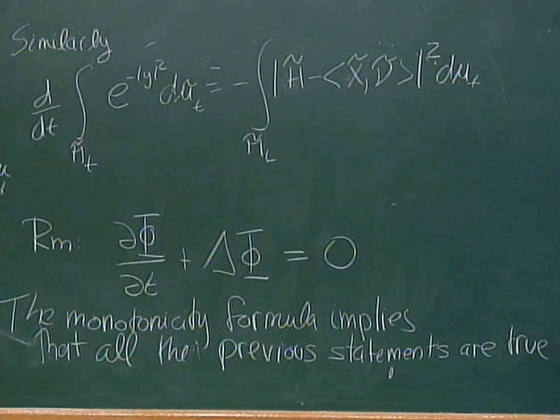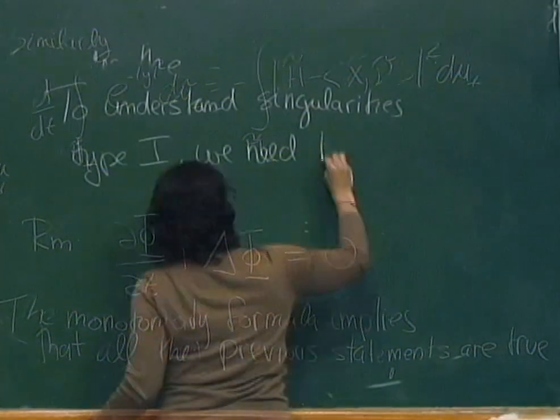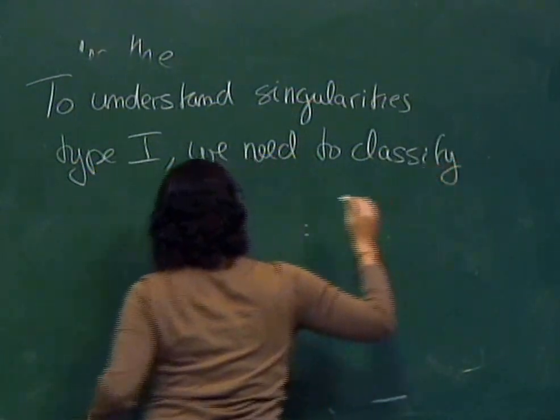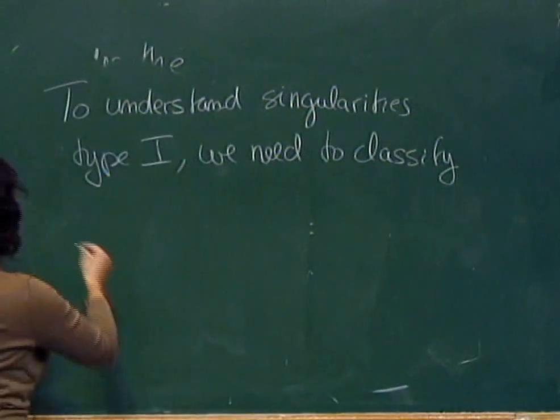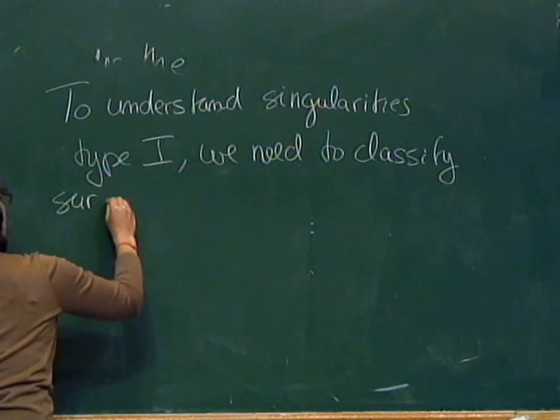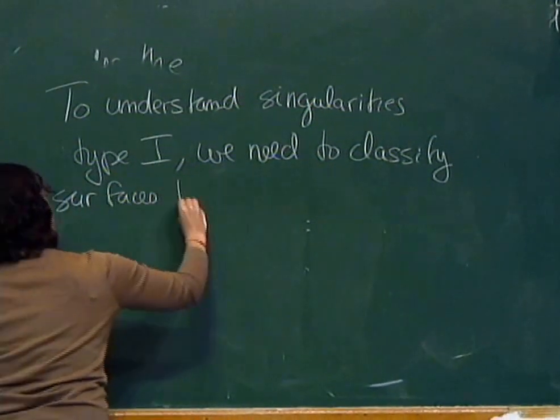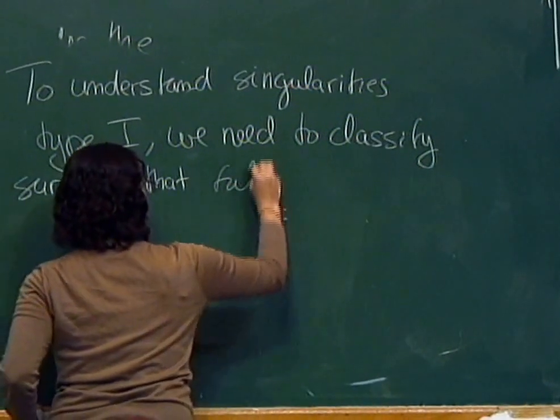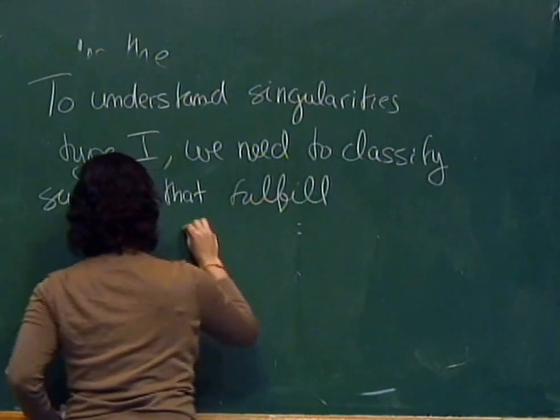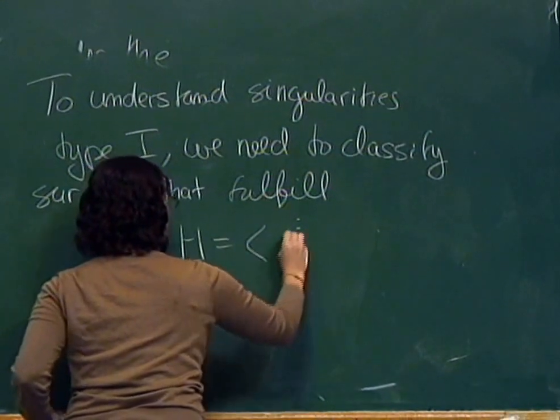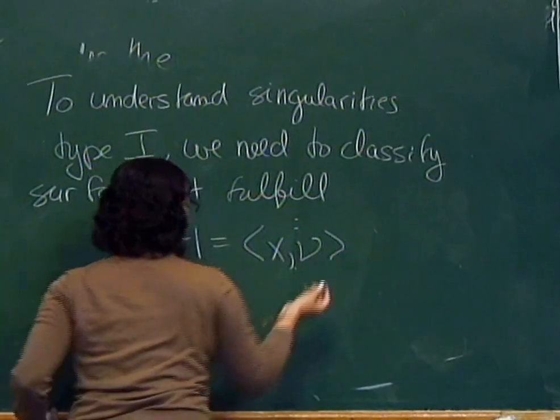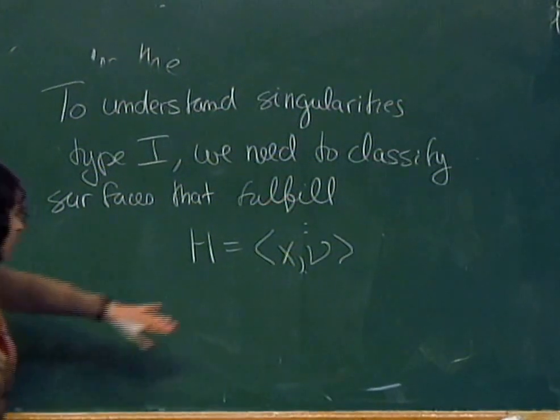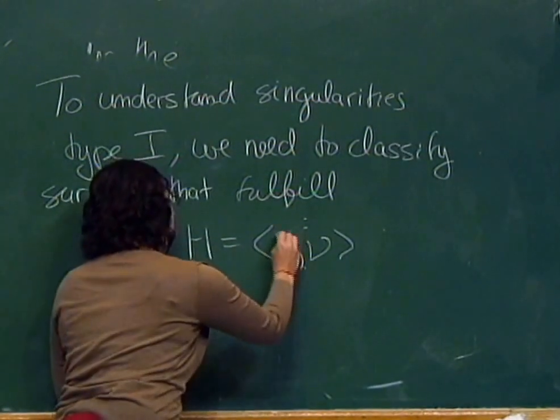we need to classify surfaces that fulfill H is equal to X dot nu, or to F dot nu. I keep switching between F and X, but this is an F. Let's say. No, all these are F.